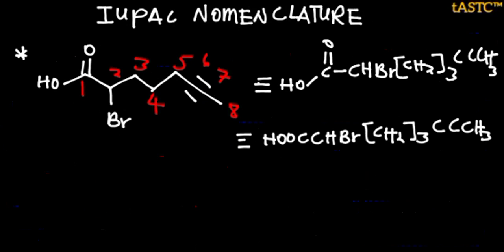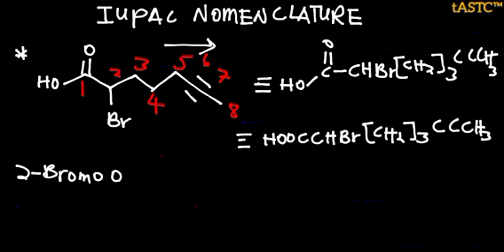Now we got the alkyne group on position 6 and 7 because as you can see, we're moving in this direction. So that will be between 6 and 7, so we're going to choose 6. So the name of this will be 2-bromo. And this is actually an octanoic acid, but there is an I.